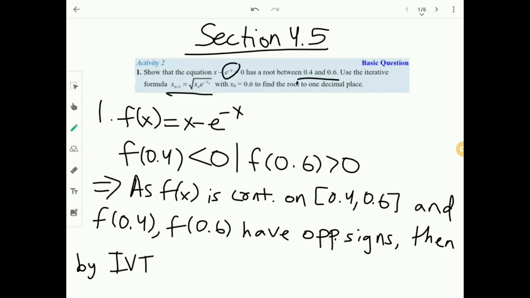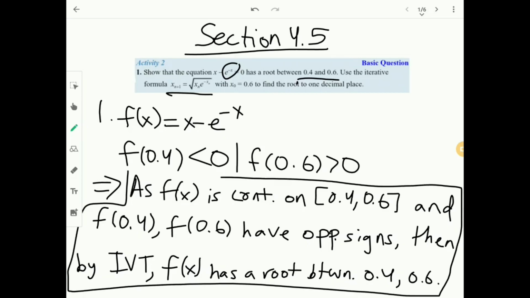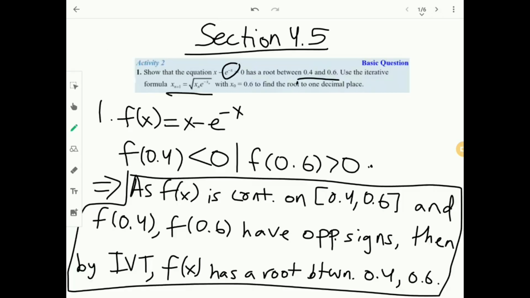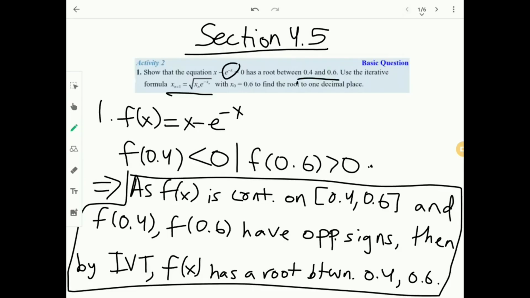So then by IVT, f of x has a root between 0.4 and 0.6, and this is the wording I should use in the written part, just to give the reasoning why you did this step. Now that we have this, we look at the iterative formula. We had xn plus 1 equals square root of xn e to the minus xn, and we also had given that x0 is 0.6 and they want the root to one decimal place.